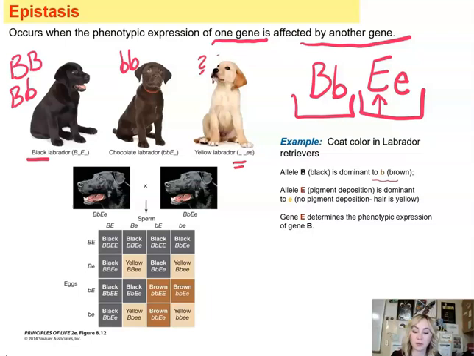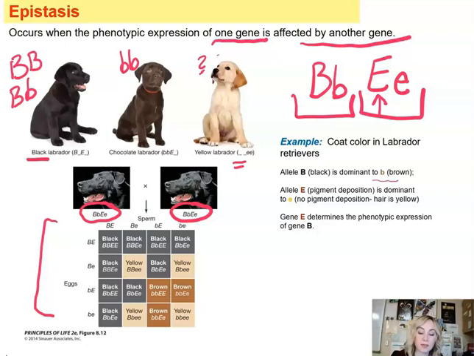So what happens when we cross two dogs that are heterozygous for both traits, for the pigment and the pigment deposition gene? You can see we do a dihybrid cross here, and we follow the same rules as we did in Mendelian genetics. However, the way we interpret the phenotypes is going to be different because the E allele is going to have an epistatic effect on the B.